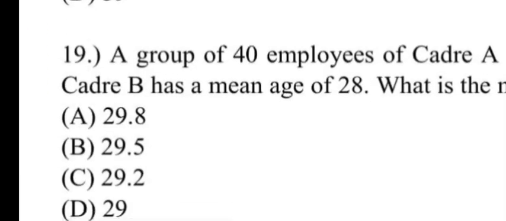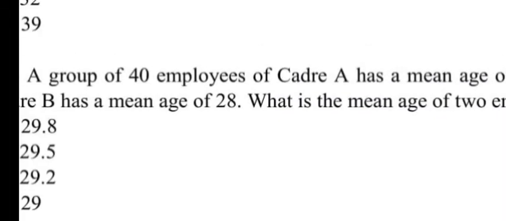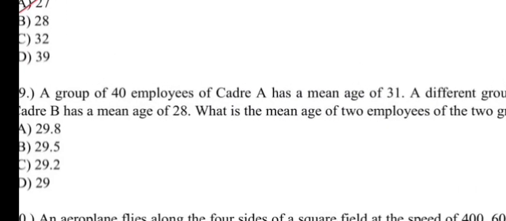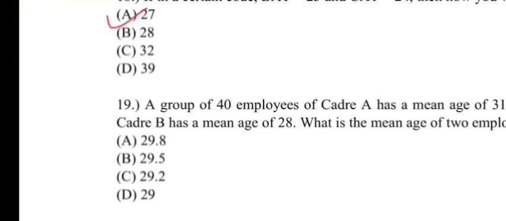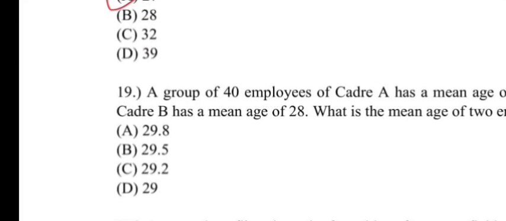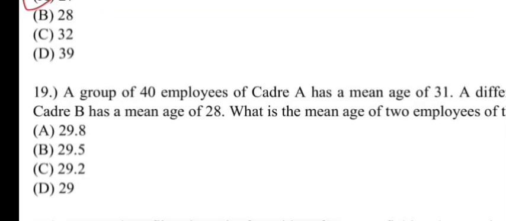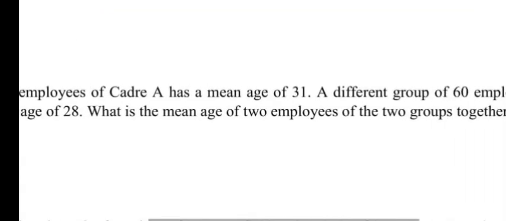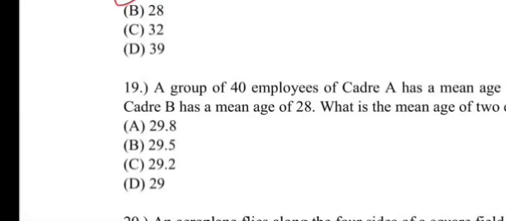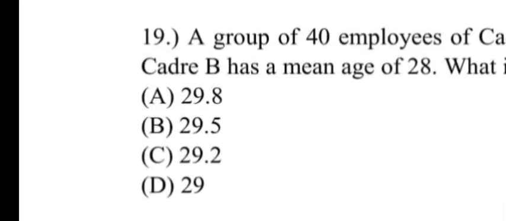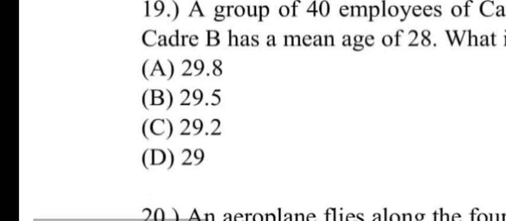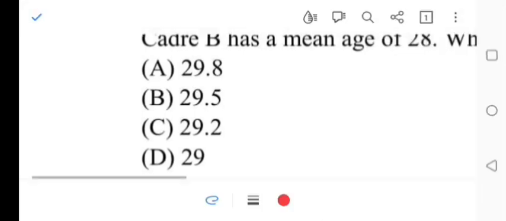Question 19 says, a group of 40 employees of cadre A has a mean age of 31. A different group of 60 employees of cadre B has a mean age of 28. What is the mean age of the two groups together? These are the options for you: 29.8, 29.5, 29.2, 29. Question number 19, it will be 29.2. Solve it.